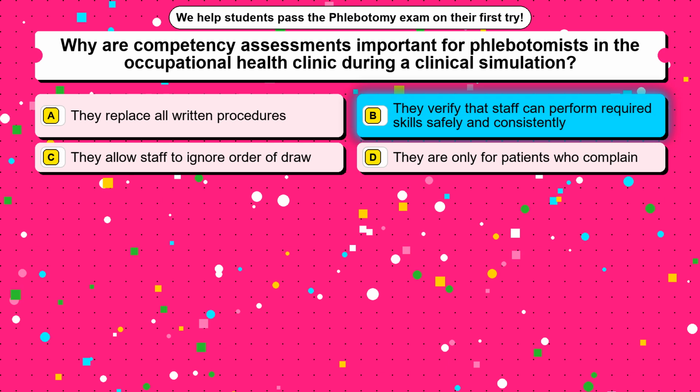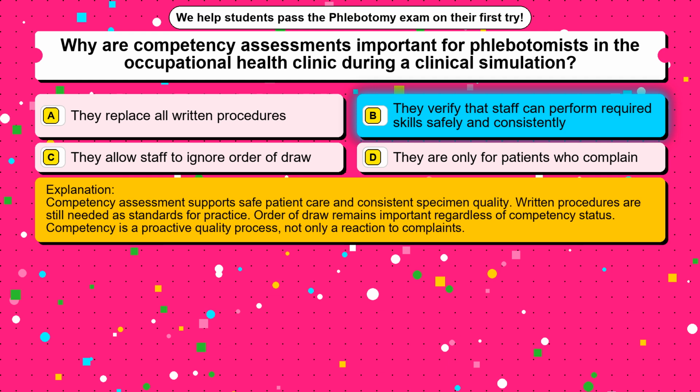They verify that staff can perform required skills safely and consistently. Competency assessment supports safe patient care and consistent specimen quality. Written procedures are still needed as standards for practice. Order of draw remains important regardless of competency status. Competency is a proactive quality process, not only a reaction to complaints.